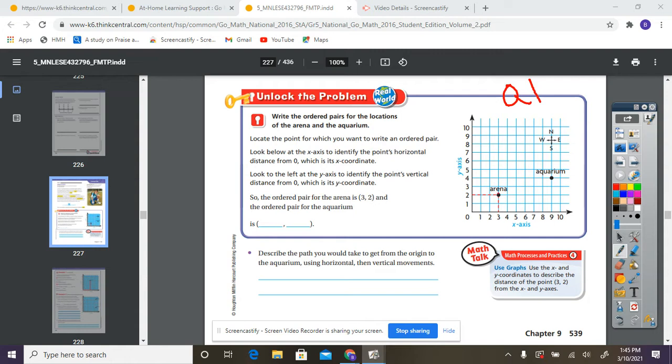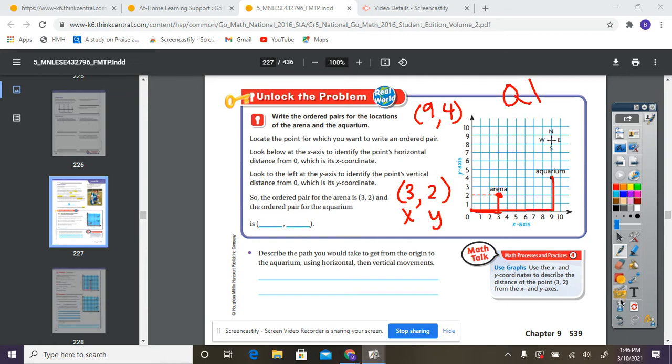So the arena is located right here. I want to figure out what is the ordered pair that tells me how to get to the arena. So remember, first is the x-axis, second is the y-axis. So I went over 3 and I went up 2. It's over then up, okay? Now, if I was looking for the aquarium, I went over 9 and up 4, over and up. So that kind of helps you know how to graph those ordered pairs.